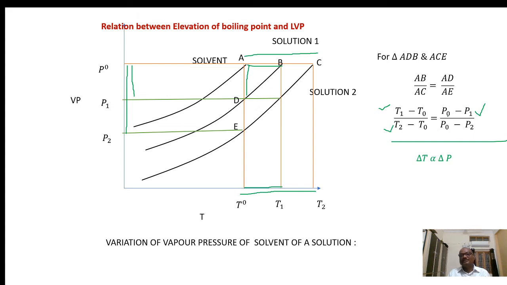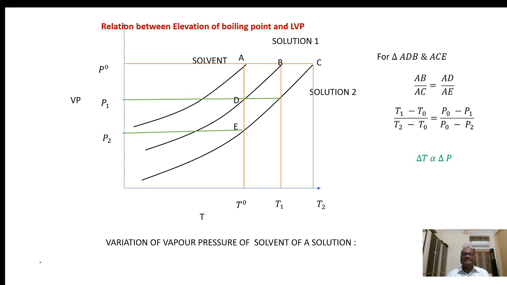And similarly, you can see this P0 minus P1 is LVP, lowering of vapor pressure of the first solution. P0 minus P2 is the lowering of vapor pressure of the second solution. So from this, what we observe is delta T1 by delta T2 is equal to delta P1 by delta P2. Based on this, we can write delta T is directly proportional to delta P. Means the elevation of boiling point is directly proportional to lowering of vapor pressure.